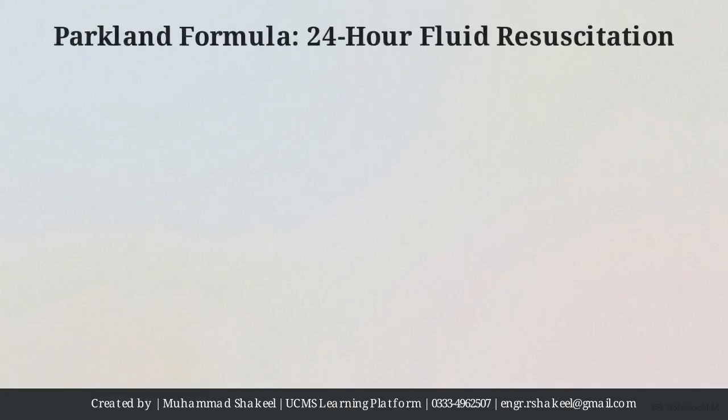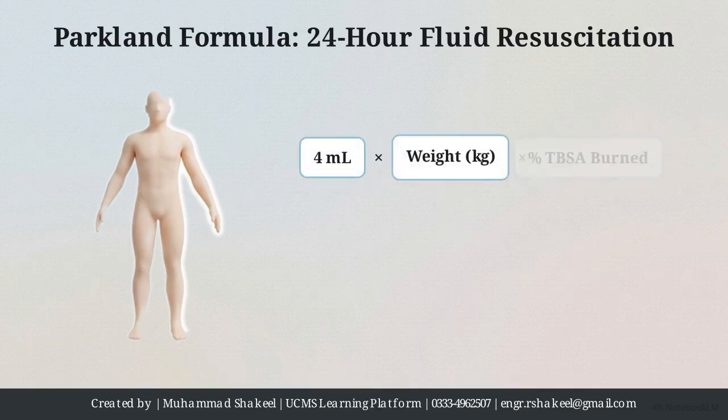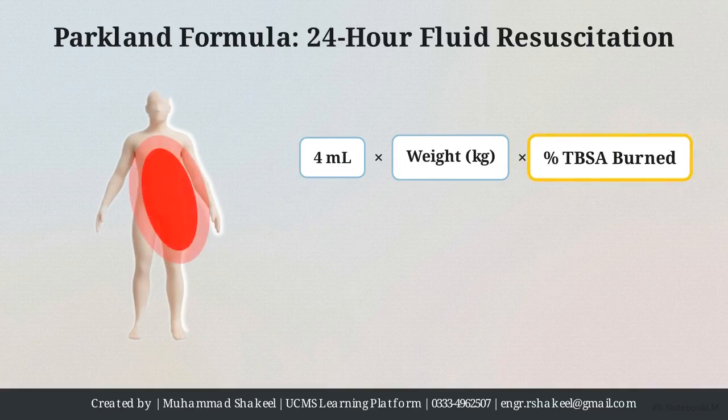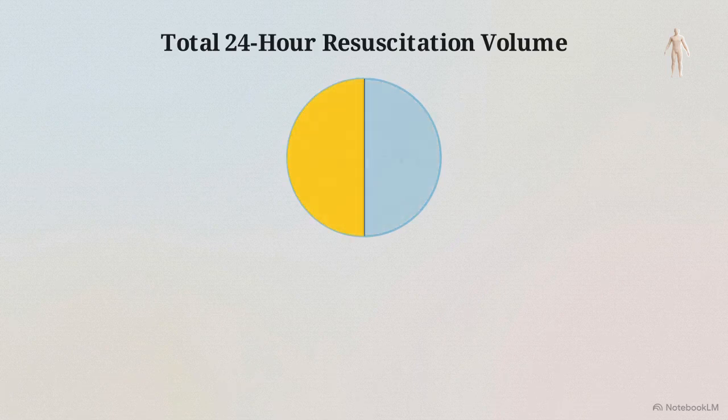This diagram illustrates the Parkland formula, the primary equation used to calculate massive 24-hour fluid resuscitation for severe burn patients. It multiplies 4 milliliters by the patient's weight in kilograms and their total body surface area burned. There is a strict time distribution for this fluid.